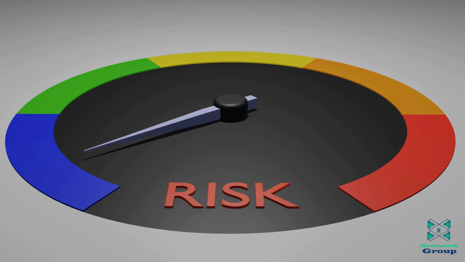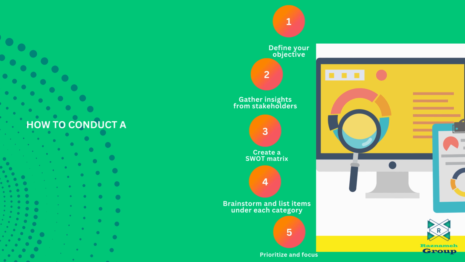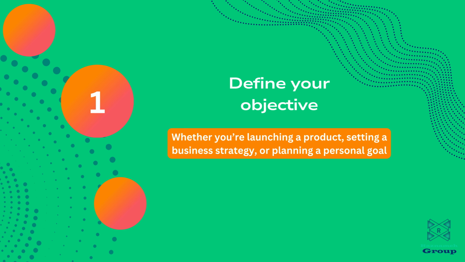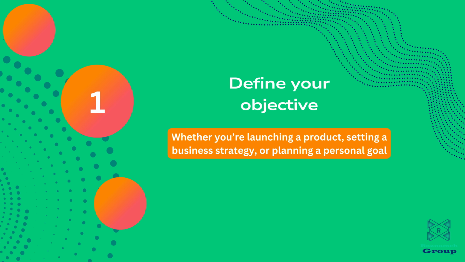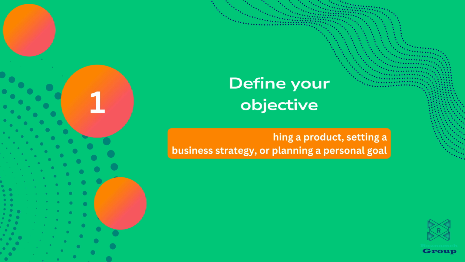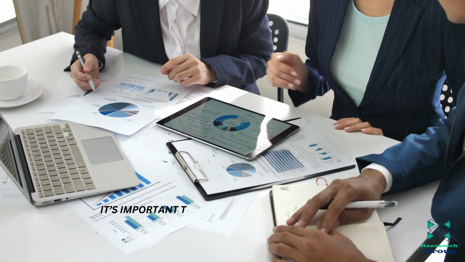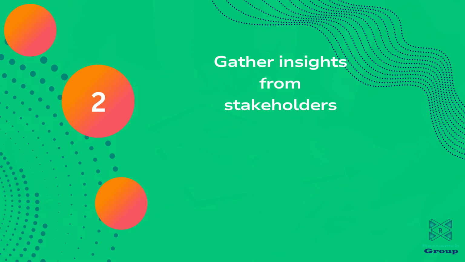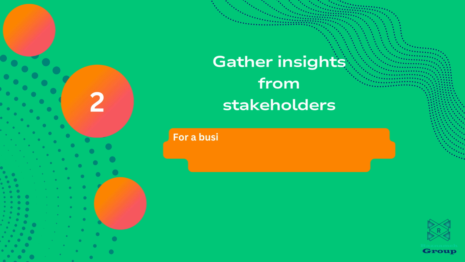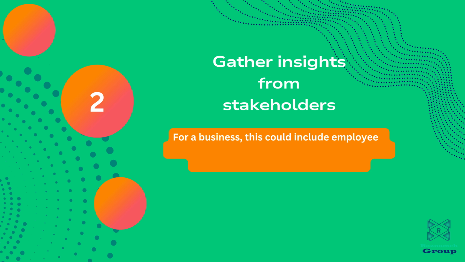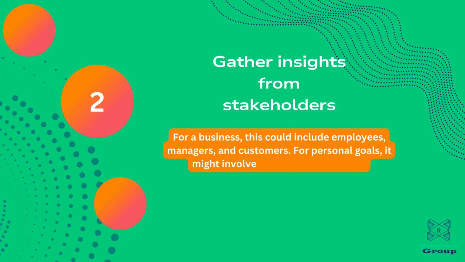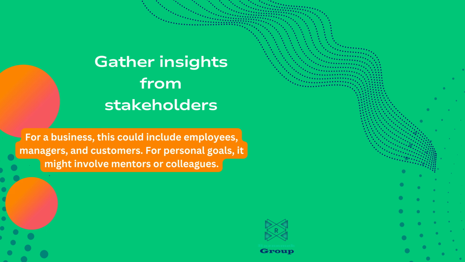However, let's understand how to conduct a SWOT analysis. 1. Define your objective. Whether you're launching a product, setting a business strategy, or planning a personal goal, it's important to clarify what you're analyzing. 2. Gather insights from stakeholders. For a business, this could include employees, managers, and customers. For personal goals, it might involve mentors or colleagues.